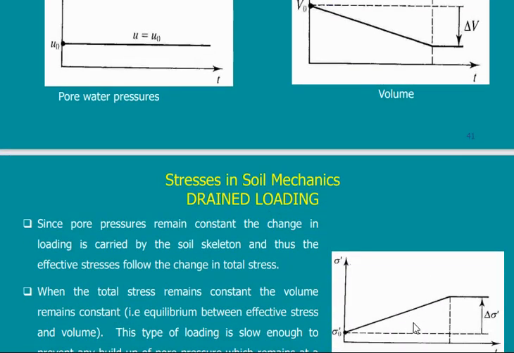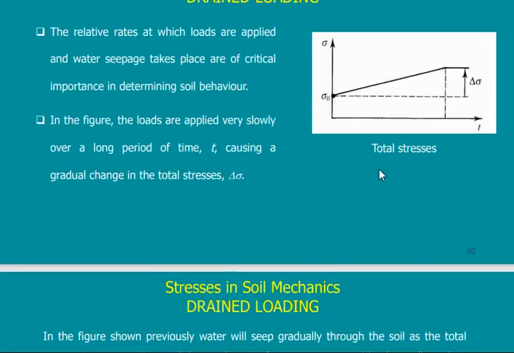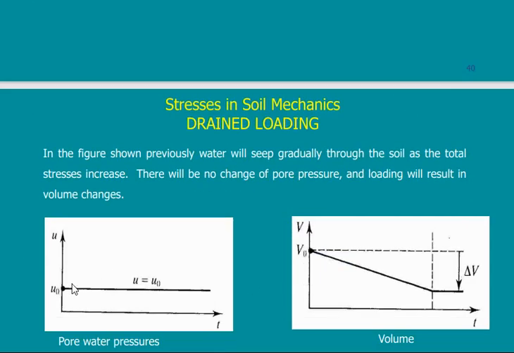The third or the fourth graph in the drained loading is the effective stress with time. What is the effective stress? You remember we said that we have a total stress, we have a stress of water, then the effective stress is the total stress minus the stress of water. So actually, to draw this line, what do I need? I need to subtract this line from this line.